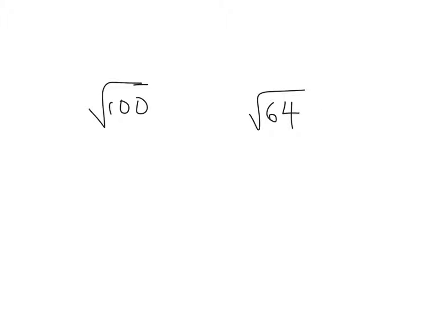So in these problems here, think for a second, what is the square root of 100 going to be? Okay, so you should have come up with the square root of 100. What number times itself equals 100? That's going to be 10. And now the next one, the square root of 64. What number times itself is equal to 64? That's just going to be 8.